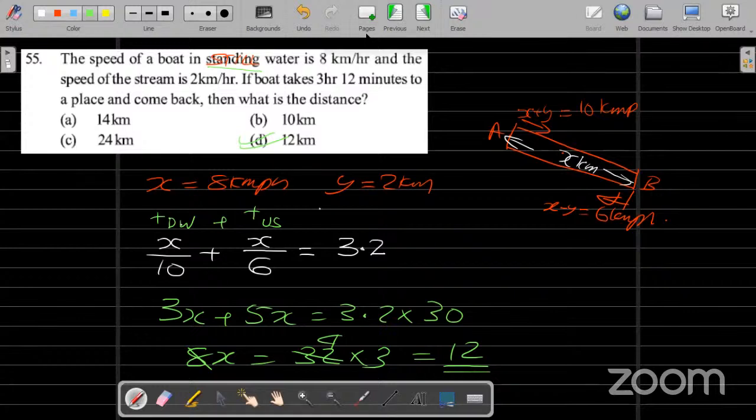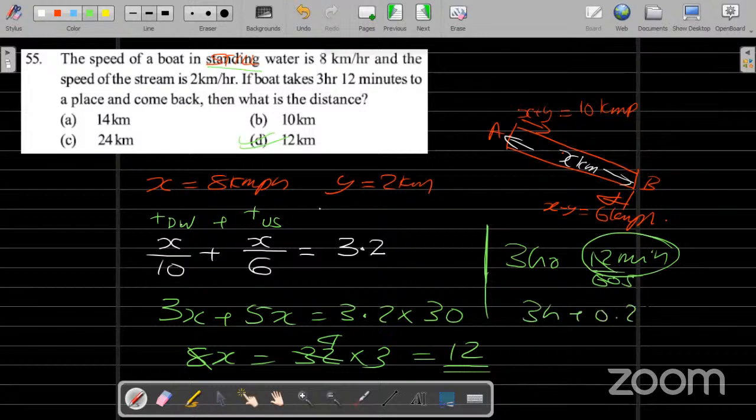Now, let the total distance be x kilometers. Now x by 10 plus x by 6 equals 3.2. That is what is given. You know how we got 3.2? 3 hours 12 minutes. The 12 minutes I am going to convert to hours. So 12 by 60, 1 by 5 hours. 1 by 5 is 0.2. Means 3 hours plus 0.2 hours. That is 3.2 hours. So 3 hours 12 minutes means 3.2 hours.